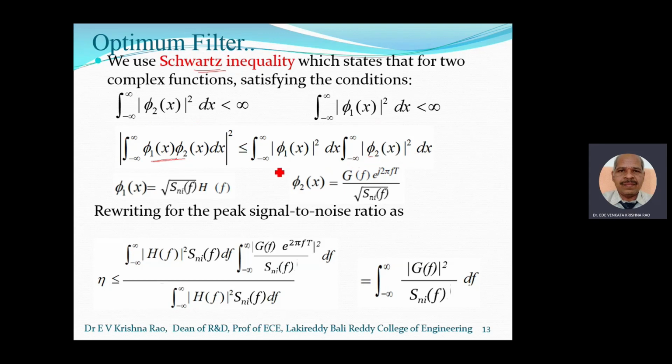So this is the product of the individual squares, and always this term is greater than the squared product. Okay, so that is the Schwarz inequality.